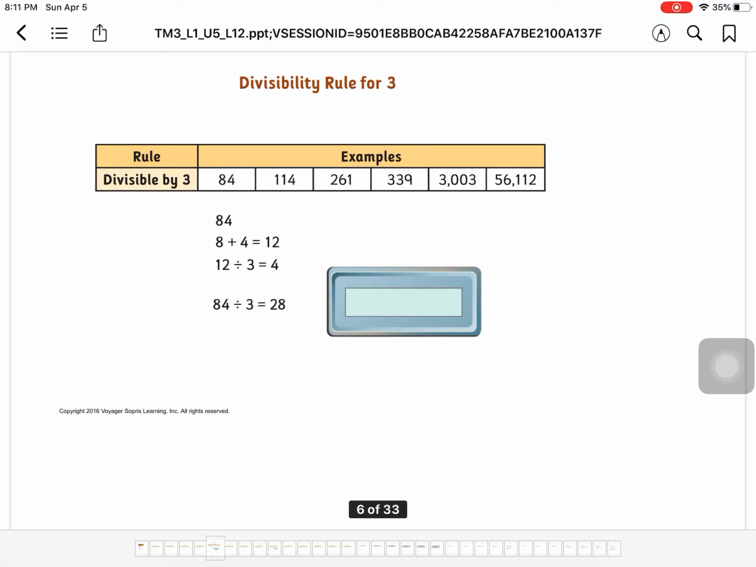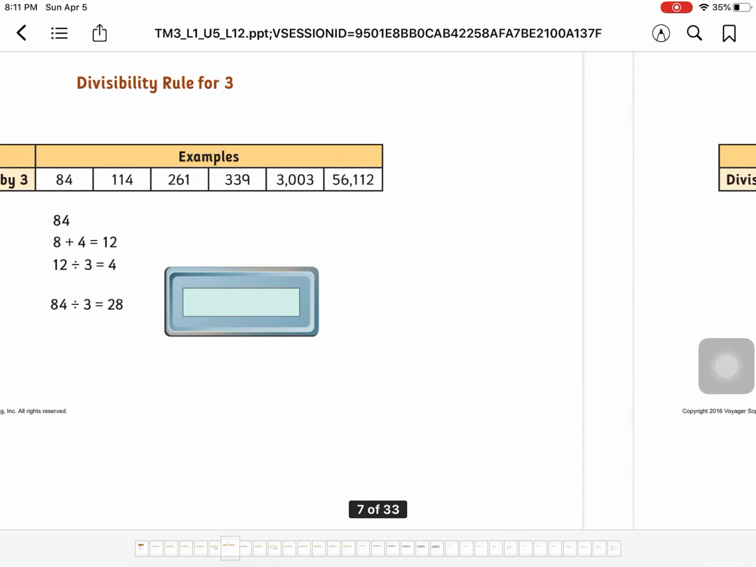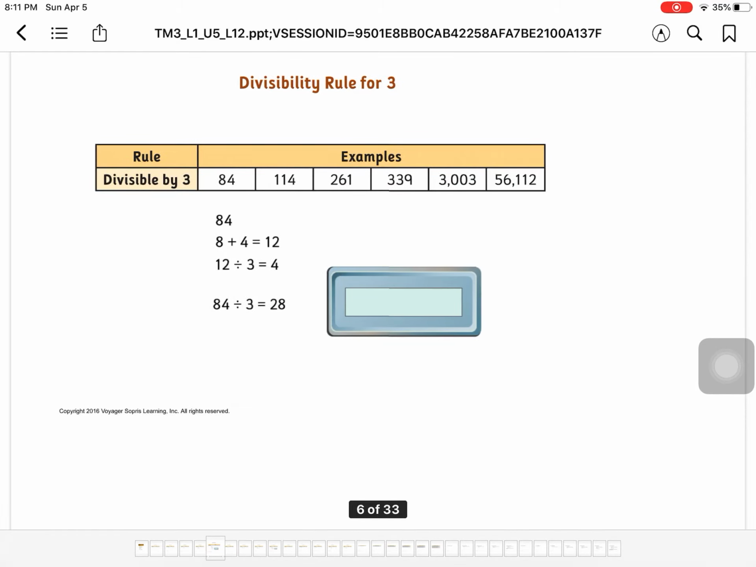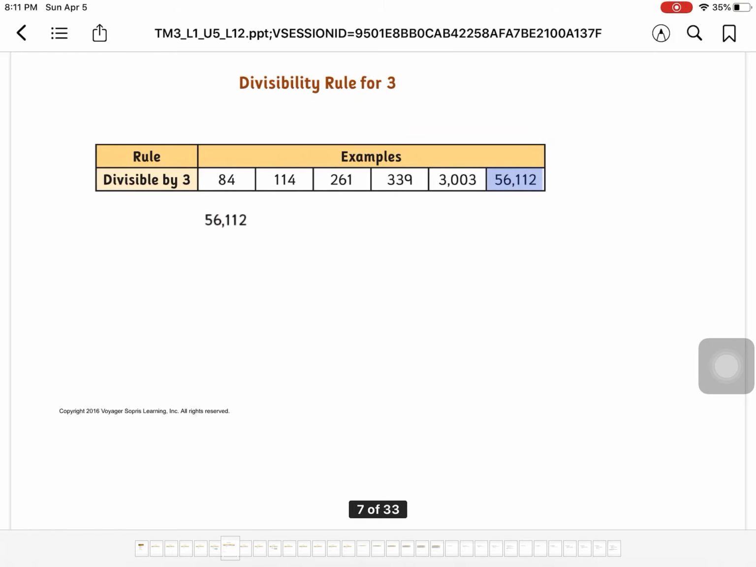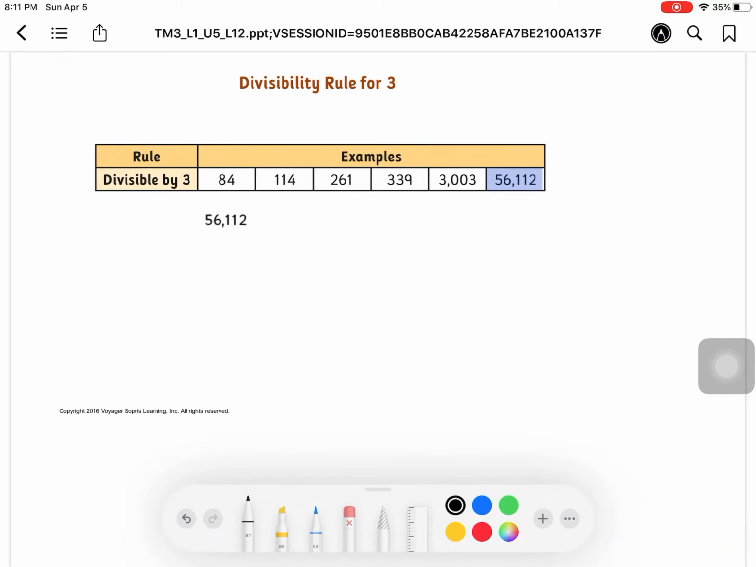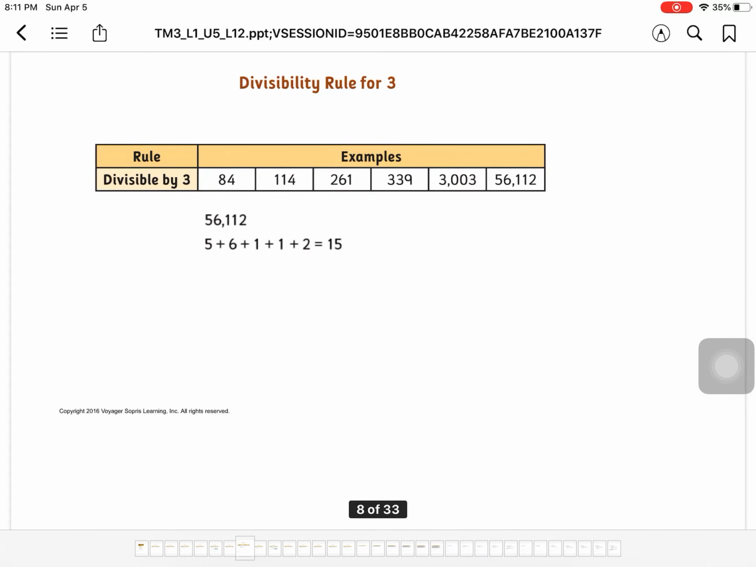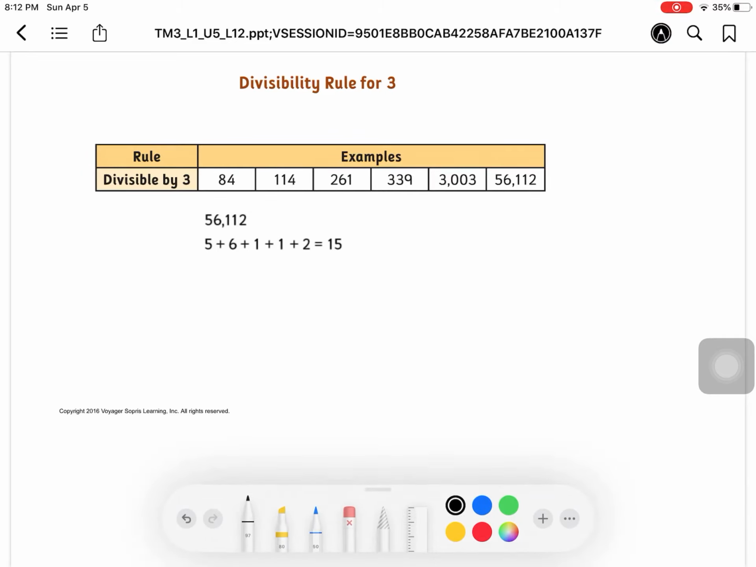So let's click ahead here. They would do it in a calculator, and the calculator answer would give us the same thing that we just had before, which was 28. Okay, now if I'm looking at the divisibility rule again for 3, and I have the number 56,112, same thing on this one. I am going to add 5 plus 6 plus 1 plus 1 plus 2, which equals 15. Then I'm going to ask myself, well, can 15 be divided by 3?